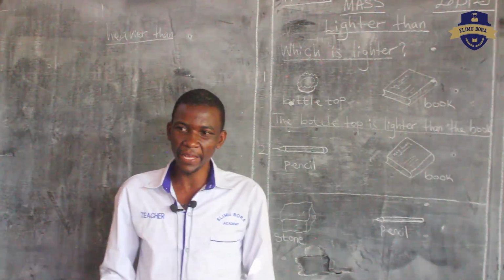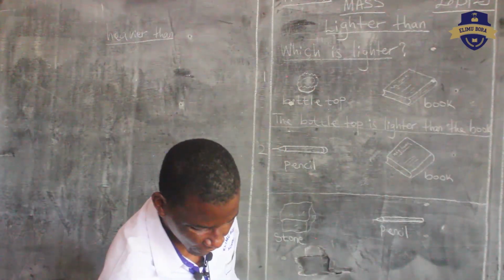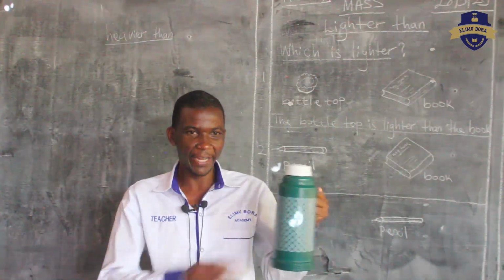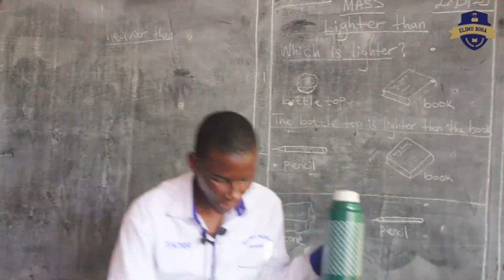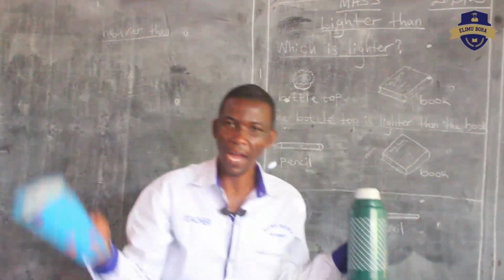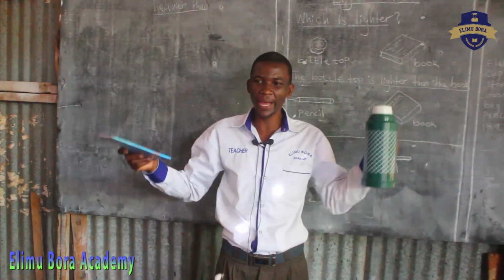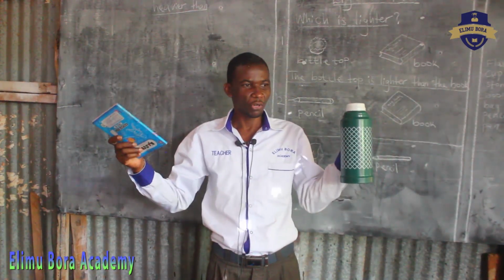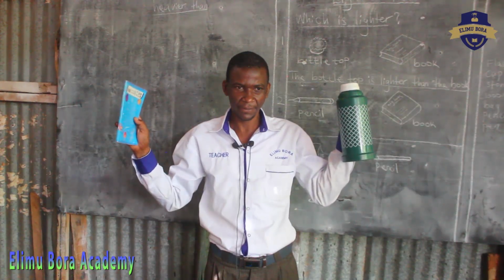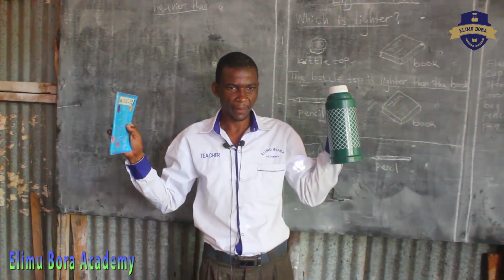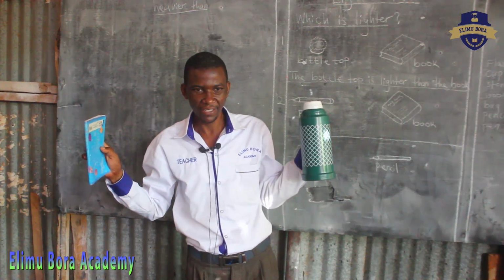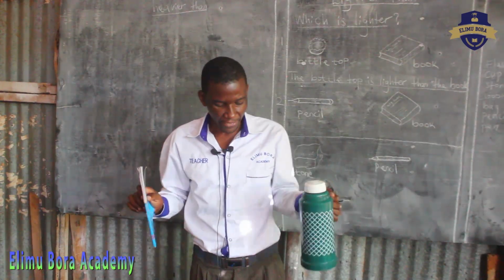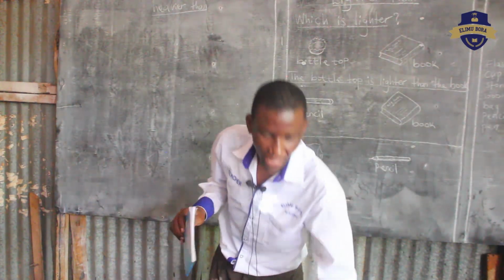Heavier than. Yesterday, as we were measuring mass, we were saying that, for example, this is a flask and it contains water. And this is a book. Now, if you compare the mass of these two, the flask and the book, which one is heavier? The flask is heavier than the book. Good. Now today we are going to look at lighter than.